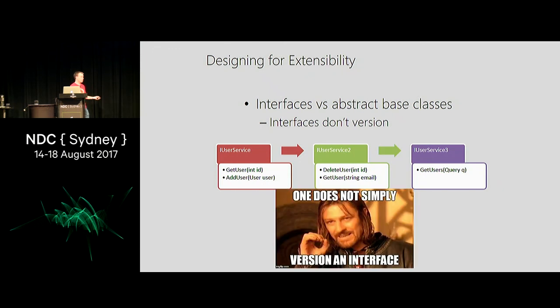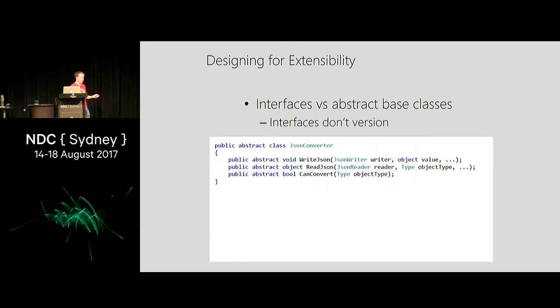Like, it's not simple to version an interface. The alternative is abstract base classes. Now, I've yet to actually regret implementing something as an abstract base class rather than an interface. Like, I've regretted implementing an interface because at a later date I've wanted to add something to it. I've never really regretted implementing an abstract base class.